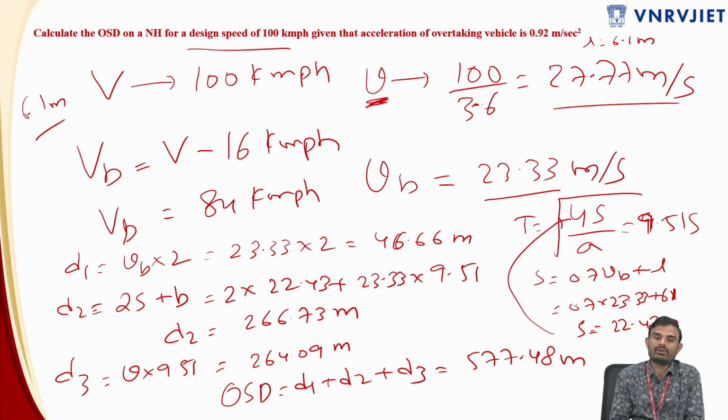Here nothing is mentioned, so you have to calculate for the full length, which means we have to assume a two-lane road with two-way traffic. Only when it is mentioned that there is no traffic in the opposite direction, that is one-way traffic, do we reduce the D3 value. Otherwise the value of OSD remains D1 plus D2 plus D3. Similarly, to calculate the minimum length of overtaking zones, you multiply this by 3 times OSD, and you can multiply by 5 times OSD to get the desirable length of overtaking zones.